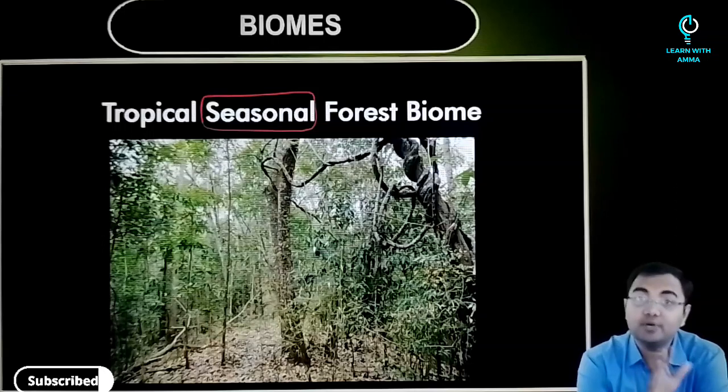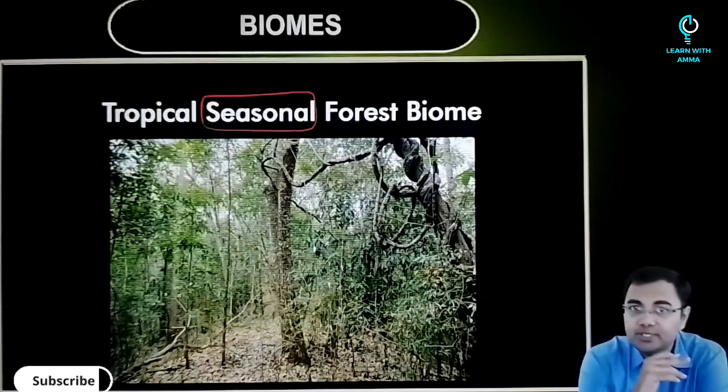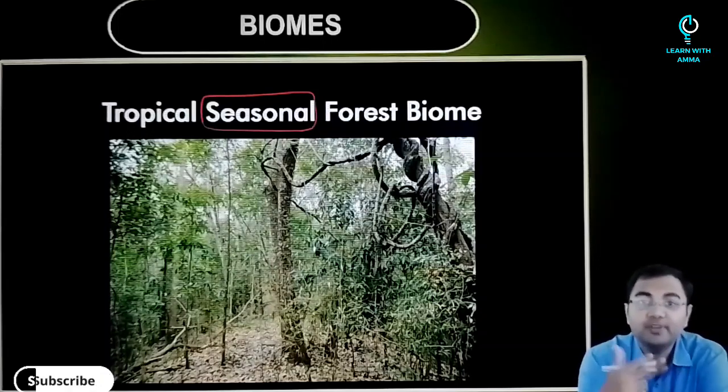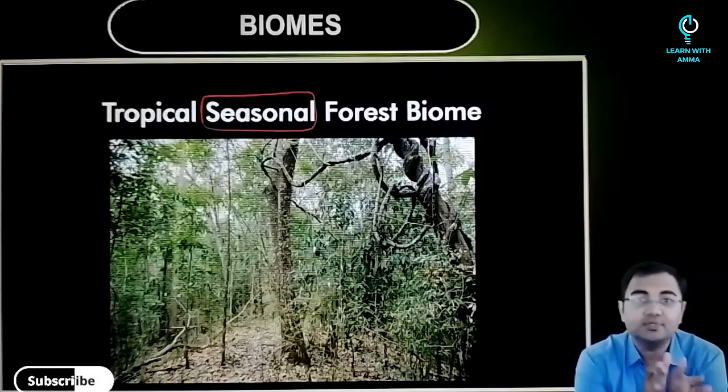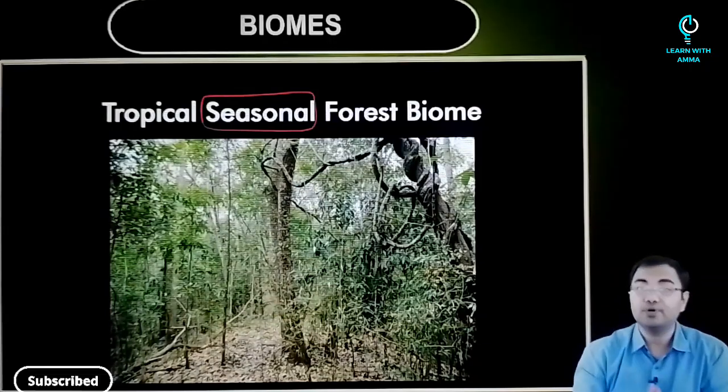When we talk about the evergreen forest, what has been observed is that the rainfall will keep on happening almost throughout the year. So that's why there will be greenery that will be maintained throughout the year, and that's why the shedding of leaves that keeps on happening will be replaced by new leaves in every season. But that's not the case when you come to the seasonal forest biome.